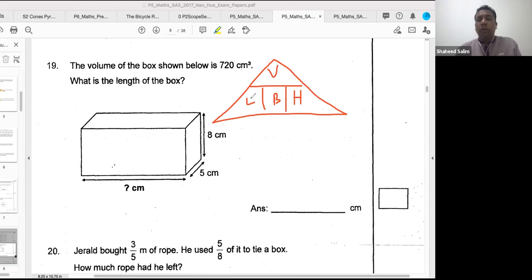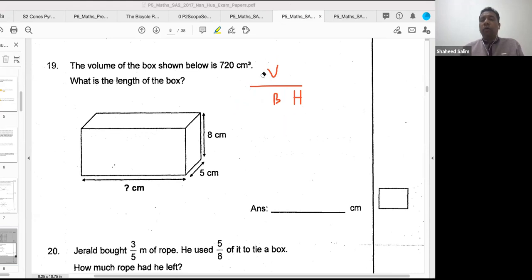If you want to find length, how to do it? Remove the length. Then it's volume over breadth times height. Remember? I showed you this triangle last time. So now you want to find length, correct? So length equals volume over breadth times height.